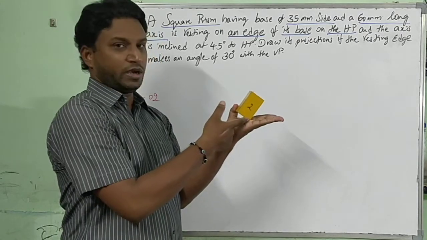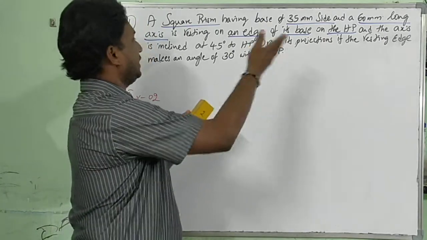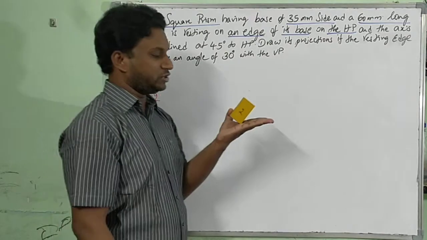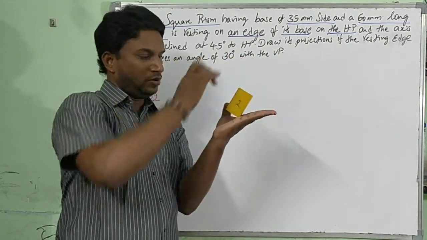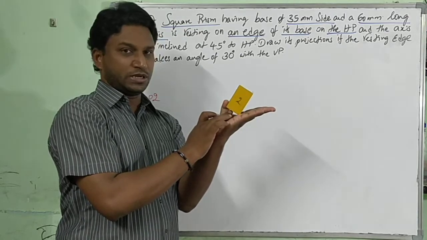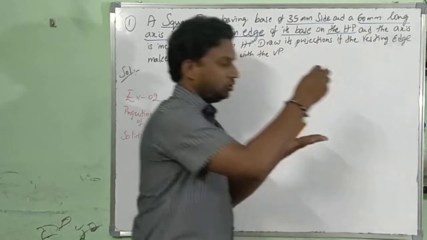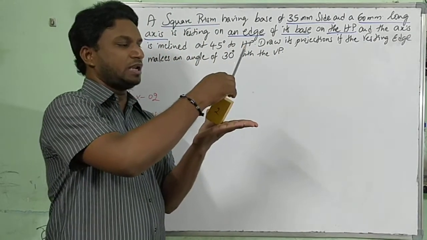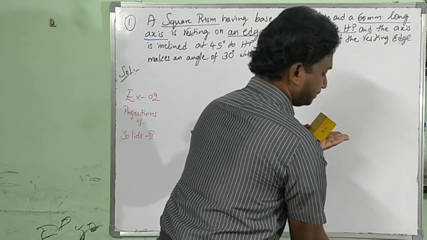One edge, only one edge. The remaining other 3 edges are raised up, and the axis is inclined at 45 degrees to HP. Axis is an imaginary line from the top base center to the bottom center. Now this axis is inclined at an angle of 45 degrees. Here you can assume the axis. This line is at an angle of 45 degrees with respect to HP.